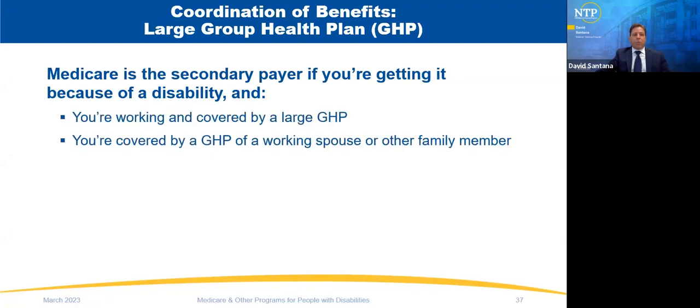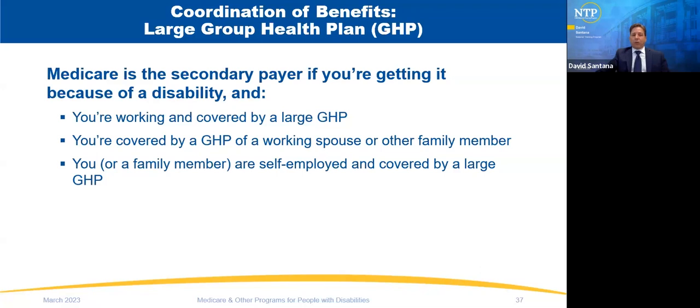Now, one of the areas that we get a lot of questions about is coordination of benefits for individuals who get Medicare under 65. When we talk about coordination of benefits and Medicare enrollment for people under 65, there seems to be a little bit of confusion when we're trying to separate special enrollment period from coordination of benefits.